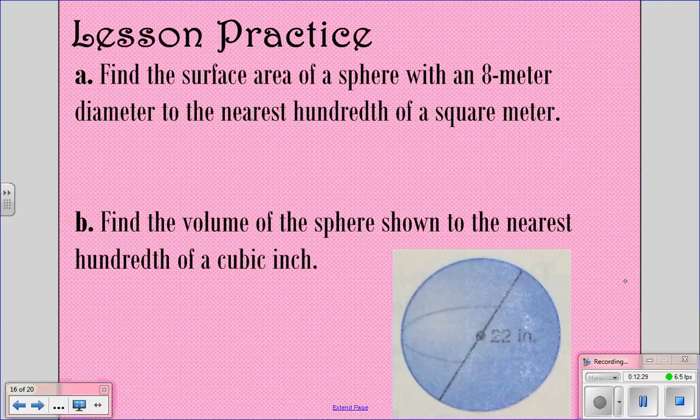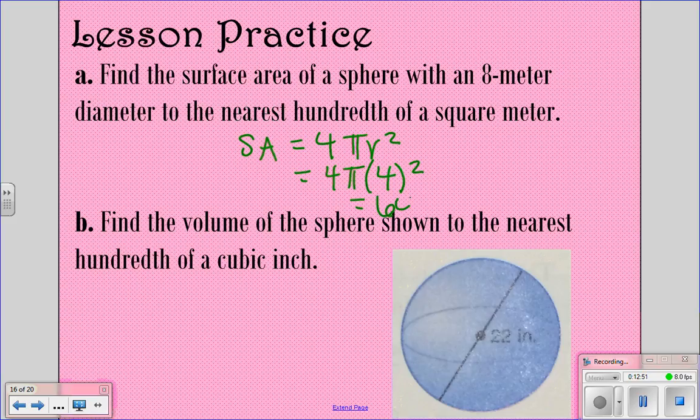Looking at the lesson practice, let's see if you can do these two. Y'all pause the video and try them, and then unpause it, and I'll go over the correct answer. For your surface area, you're going to have 4 pi r squared. So we have 4 pi. Our diameter is 8, so our radius is 4. And so 4 squared is 16 times 4. It's going to be 64 pi.